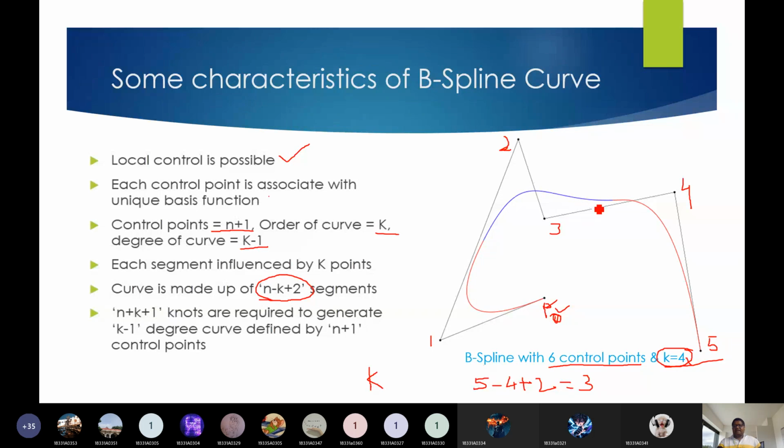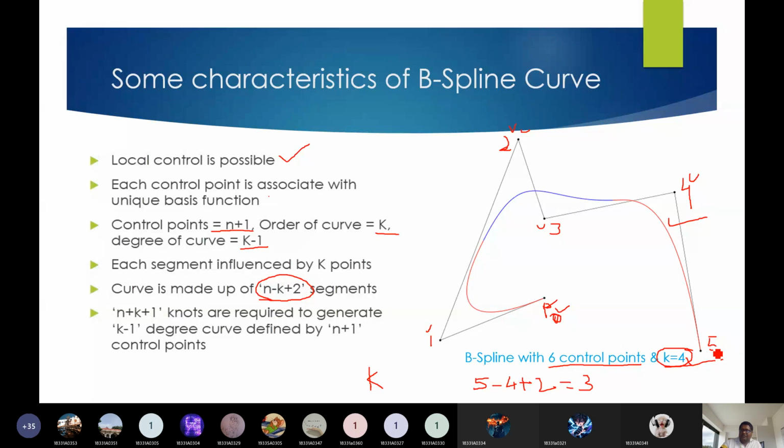Similarly, the second segment, the blue color one, would be influenced by again 4 control points, which are 1, 2, 3, 4. Look at here, P1, P2, P3, P4. These 4 control points influence the shape of the second segment. And similarly, starting from 2, 3, 4, 5, these 4 control points influence the shape of the third segment. Okay, which means each and every control point doesn't have influence on each and every segment.